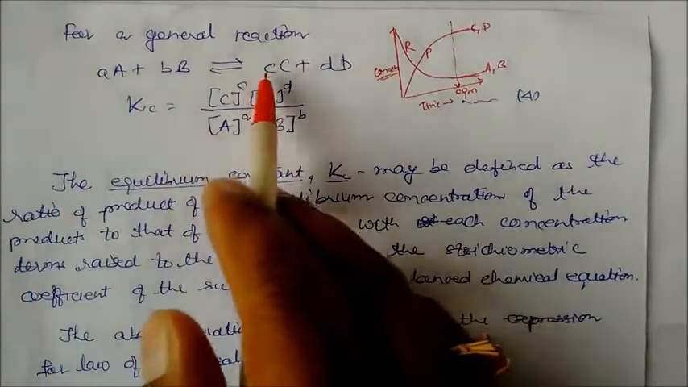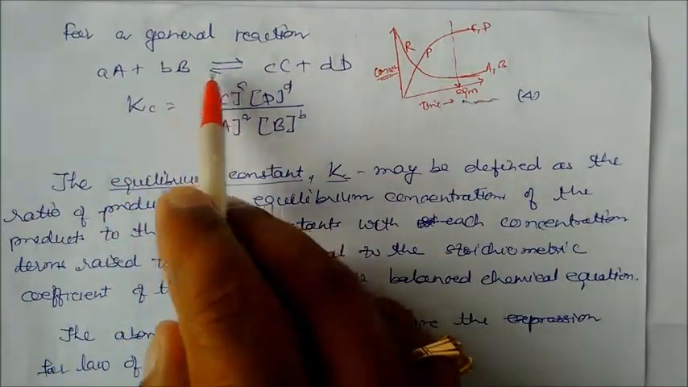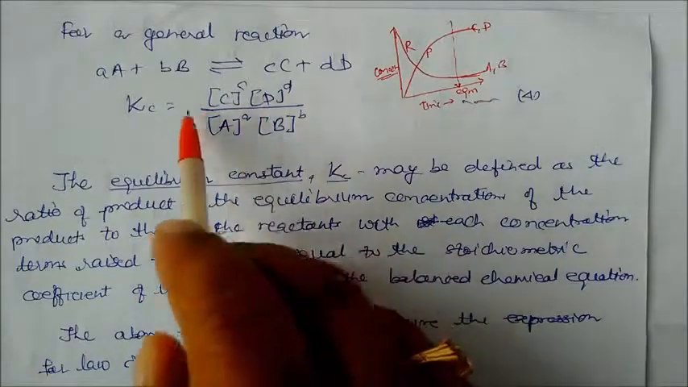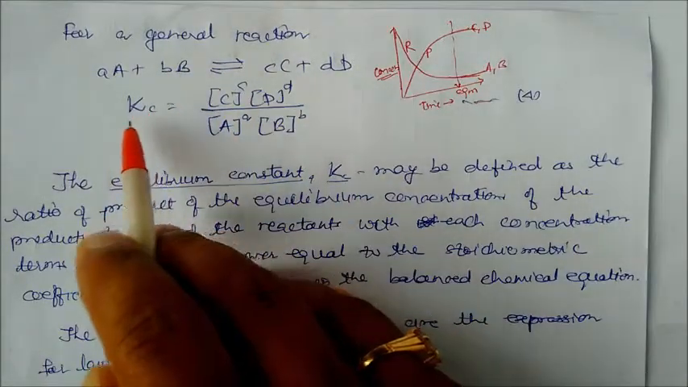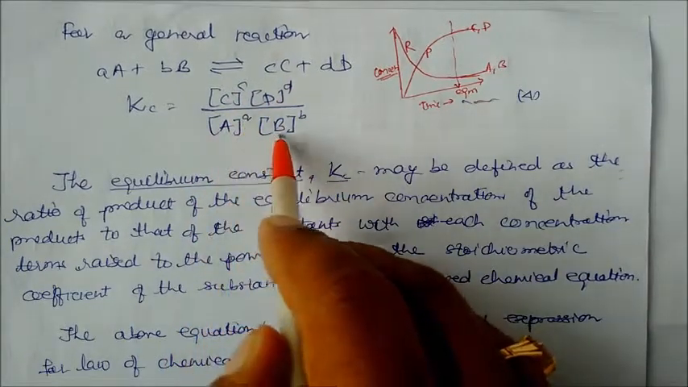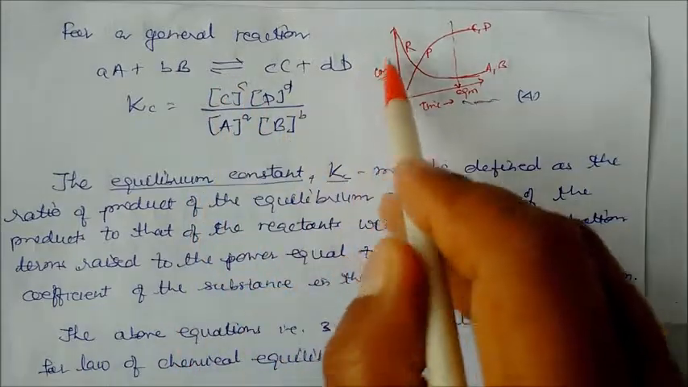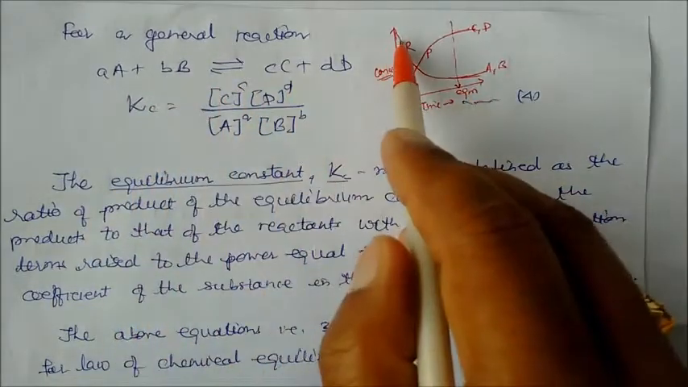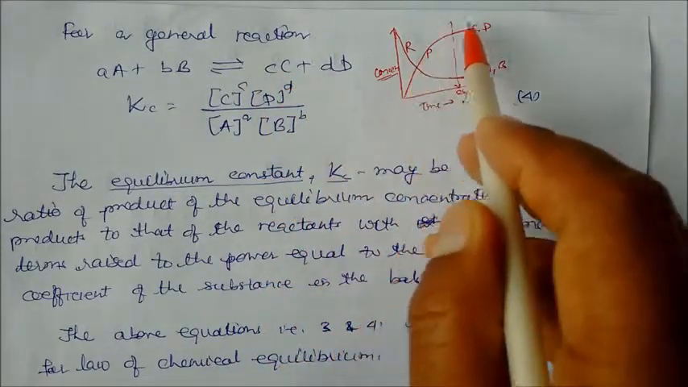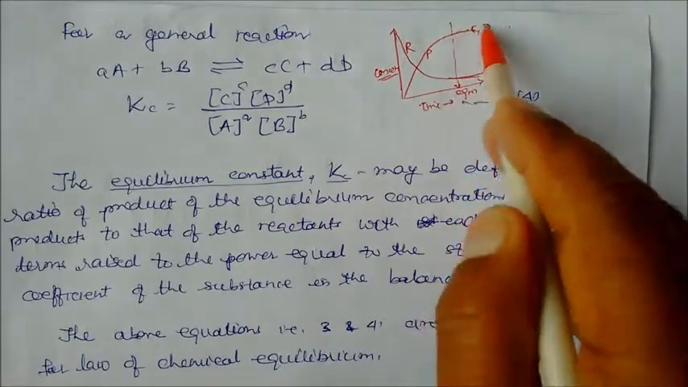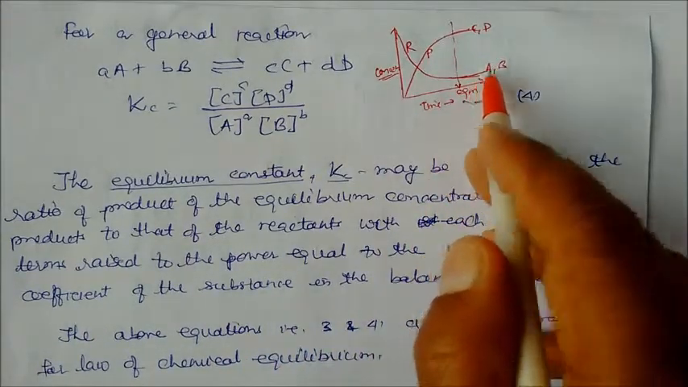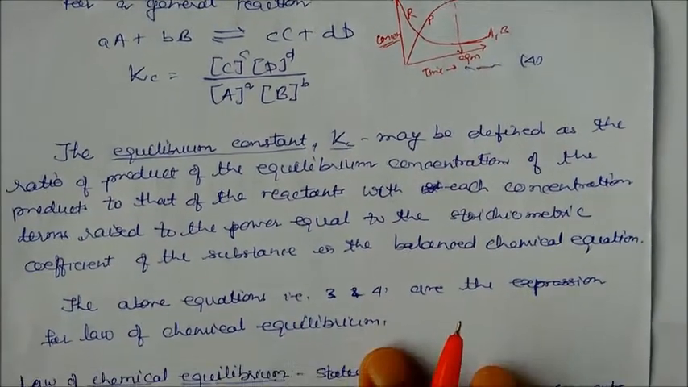Now for the general reaction, aA plus bB giving cC plus dD, we can write, using the law of chemical equilibrium or the law of mass action, Kc equal to [C] to the power c, [D] to the power d, divided by [A] to the power a and [B] to the power b. We can draw this diagram as we have seen in previous cases. The reactant is decreasing with time, and the product concentration increases with increasing time. After some time, C and D become constant like this, and A and B become constant like this. This stage is called dynamic equilibrium, which we have seen in previous topics.